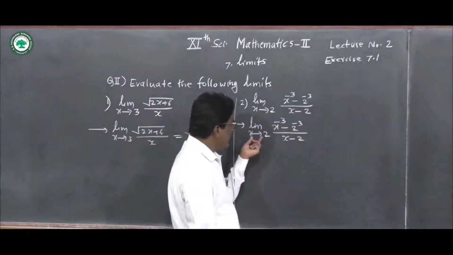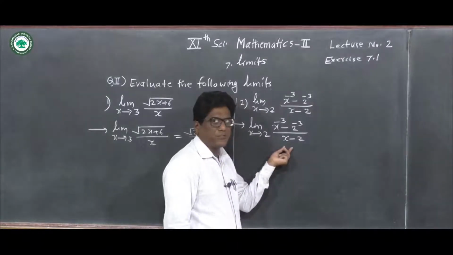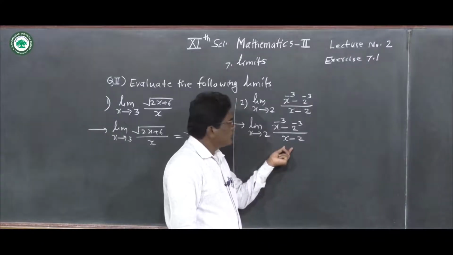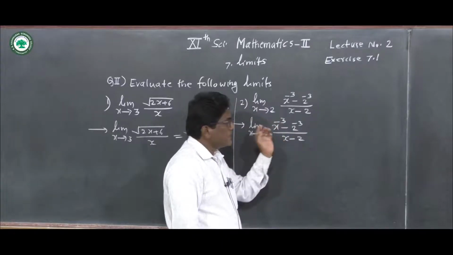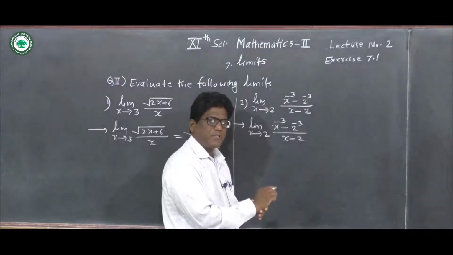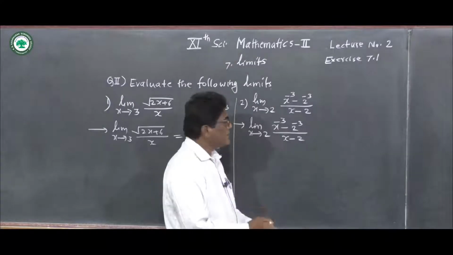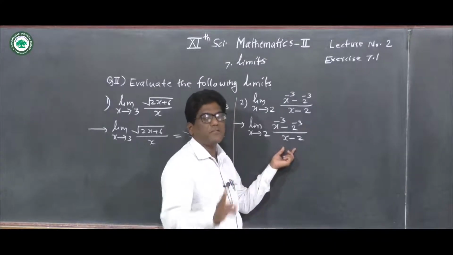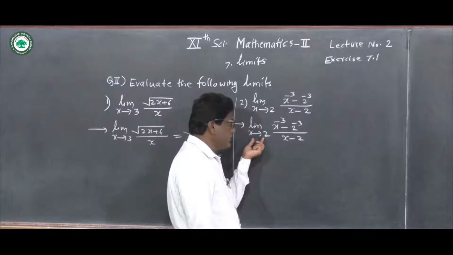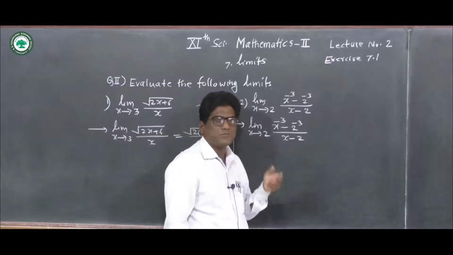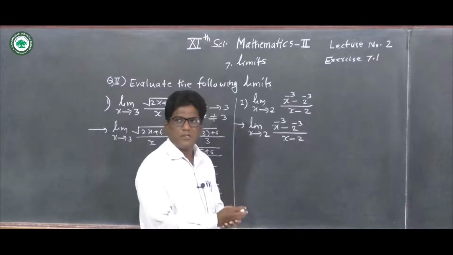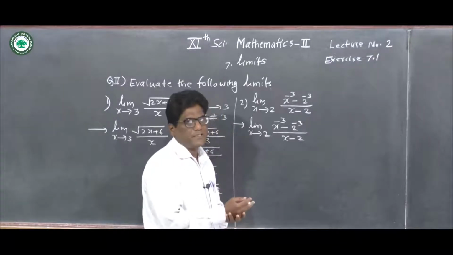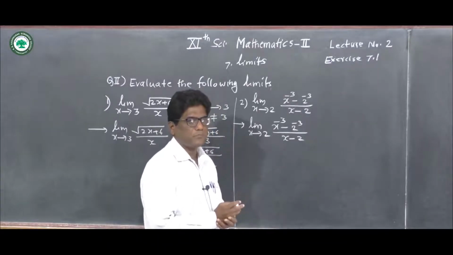Now when we put x equal to 2 in the denominator, the numerator may be 0 or may not be 0, there is no problem for the numerator, but the denominator should not be equal to 0. When we put x equal to 2, 2 minus 2 is 0. So we have to solve this problem. Either we use a formula or we use some other trick to solve the given problem.